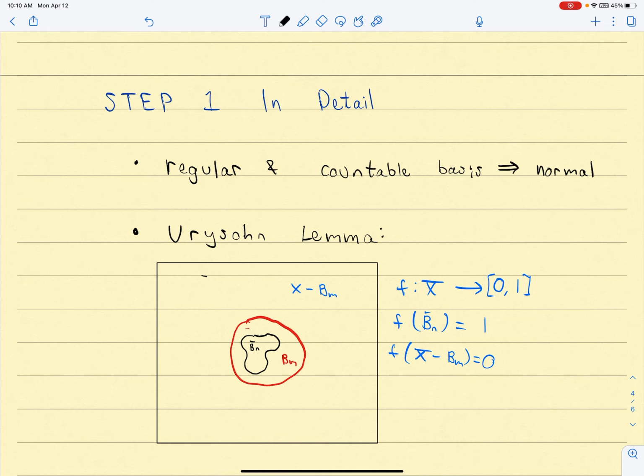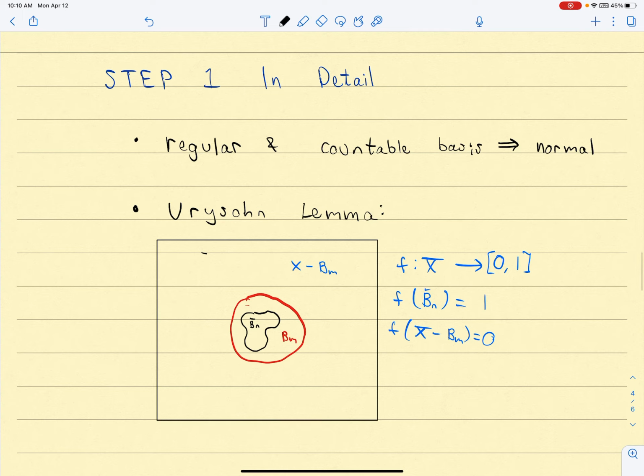So let's say we had a basis element Bn, and then we took the closure. You can see that in the figure. It's the black shape in the middle, and it's inside of another basis element, Bm. And then outside of that is the whole space, X take away B sub m. So you have this closed set, the closure of the basis element B sub n, and then you have another closed set, X take away the basis element B sub m.